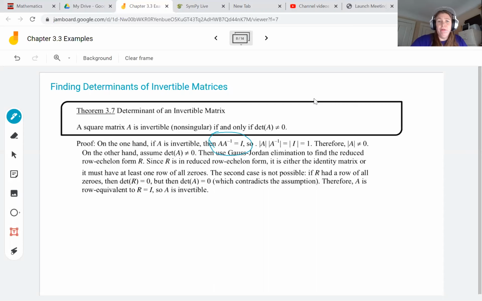And then we know from our product of determinants that the determinant of A times the determinant of A inverse is also going to equal the determinant of the identity matrix, which we know is 1 because the identity matrix has 1s on the diagonal. So therefore, we've shown the determinant of A is non-zero. All right, let's go the other direction now.